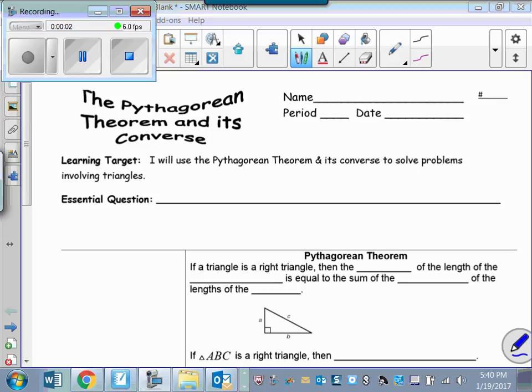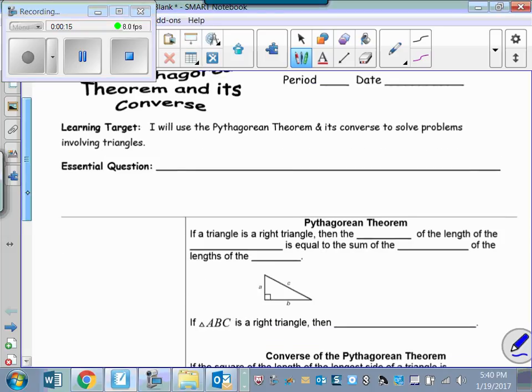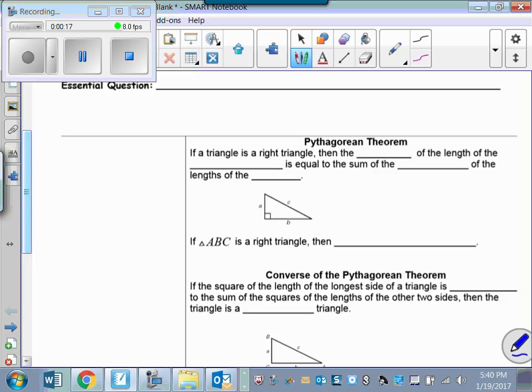Welcome to Unit 7. It's the study of right triangles in trigonometry, and today's lesson is on the Pythagorean Theorem and its converse. So hopefully you already know a lot of this. I'll just be refreshing your memory. All right, so let's review. What does the Pythagorean Theorem tell us?